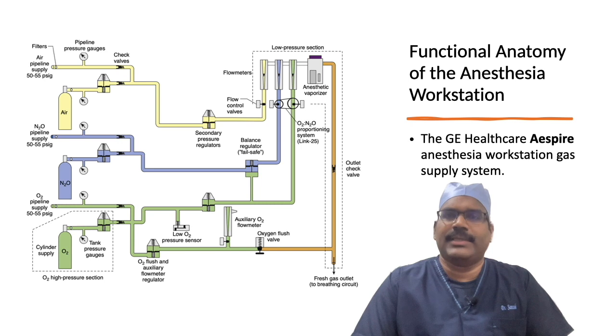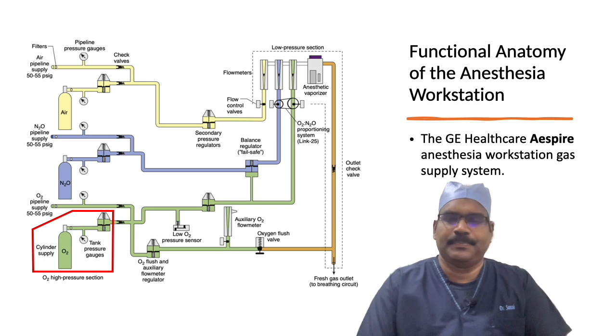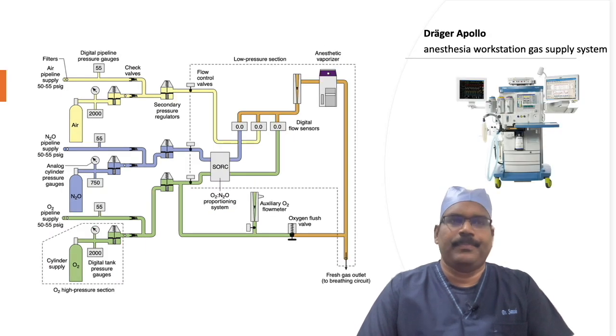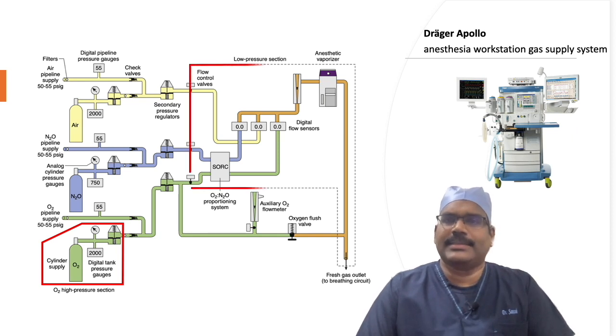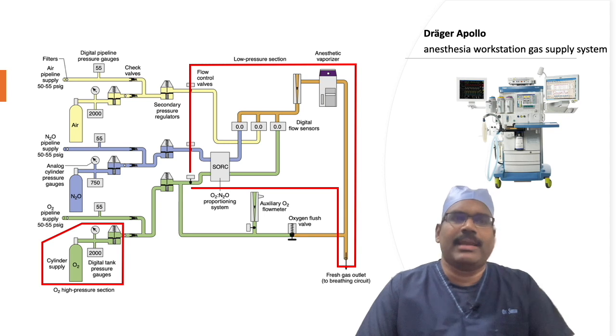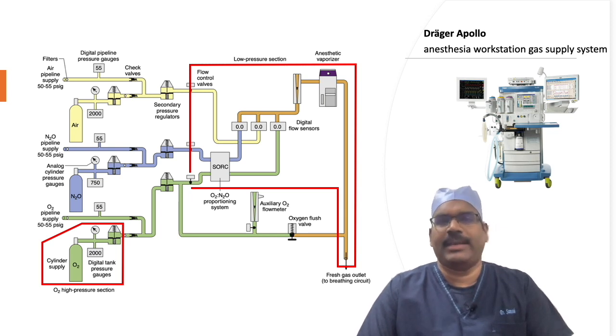Here is the outline of the GE Healthcare Aspire anesthesia workstation gas supply system. You can find the high pressure system, the intermediate system follows, and then the low pressure system. Now this is the Drager Apollo anesthesia workstation gas supply system. Here also you can find the pneumatic components. The thing to highlight here is that although the basic outline remains the same, the actual functionality and specific features differ from manufacturer to manufacturer and from machine to machine.